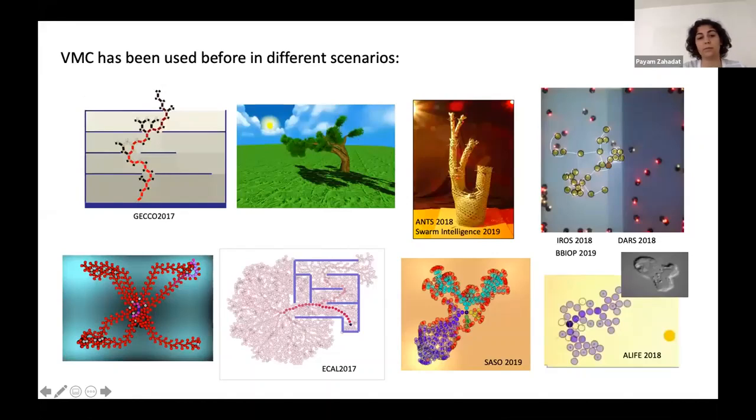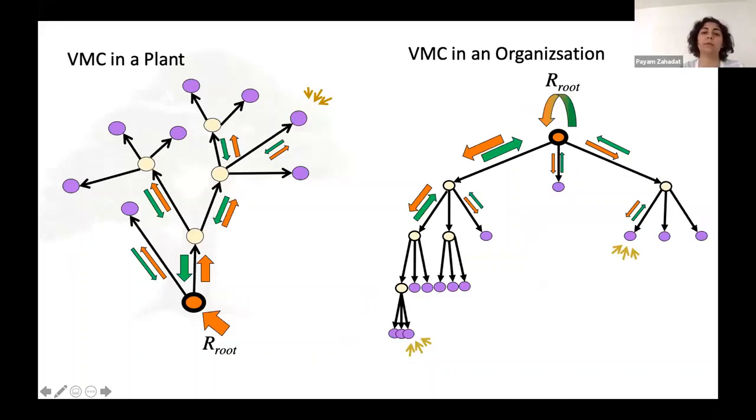So this VMC system has been used in different scenarios so far. Before, we have used it in swarm robotics, in real robots, and in simulation, and in different artificial life scenarios also in previous conferences. But here we are more interested to see how it would compare in an organization, so a human organization. As you can see, we have the VMC in a plant and we have a VMC in an organization, and they can be used comparatively.